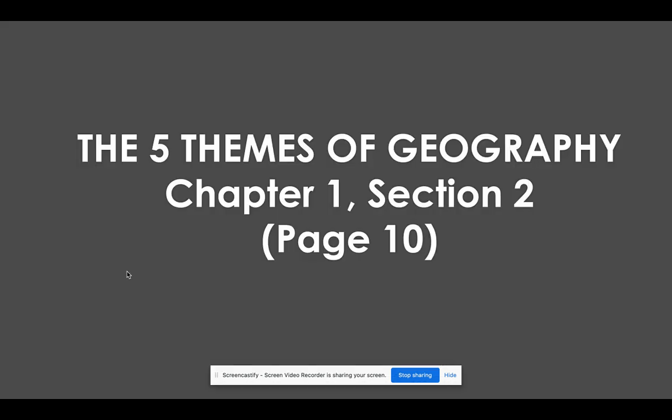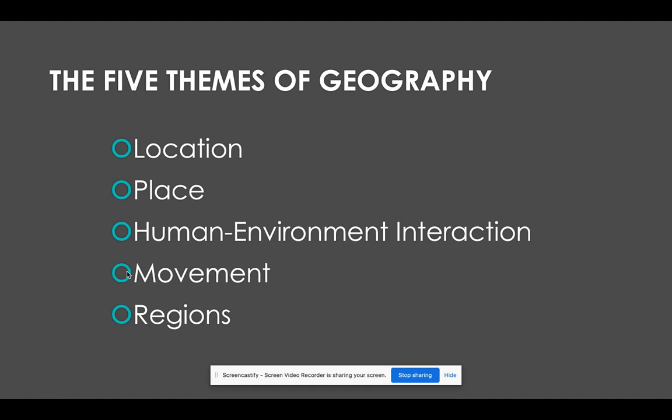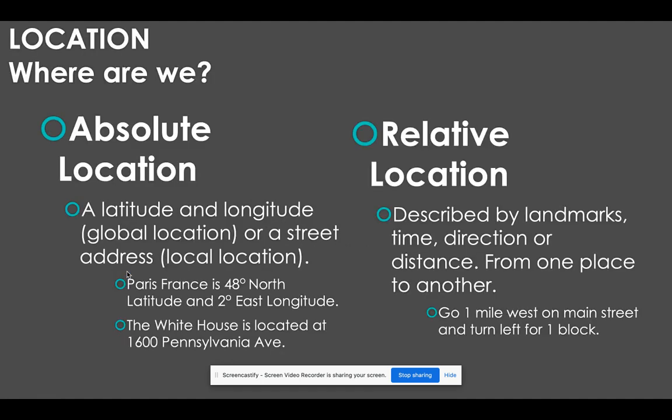Okay, the 5 themes of geography. Go kind of quickly on these. We've covered location last class, and I just reviewed it today. There's absolute, which is your exact location on the planet. And there's relative, which describes where you are in relation to somewhere or something else.